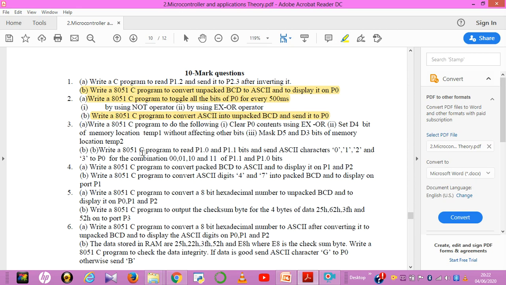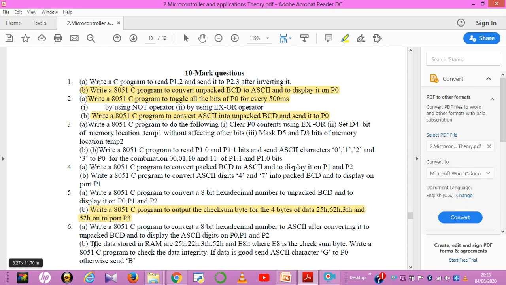I already solved these programs in assembly language and I have solved them in C also. Here you just go through the C statements, you will understand. And here they are going to ask this program: write an 8051 C program to output the checksum byte for 4 bytes of data, particular numbers, on port P3. I have told how to find the checksum byte and how to write the program for that.